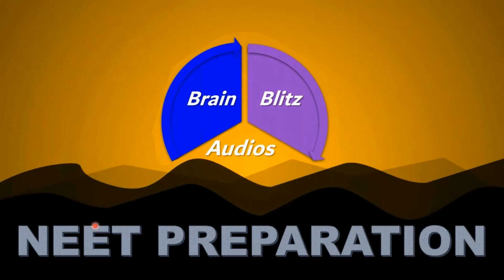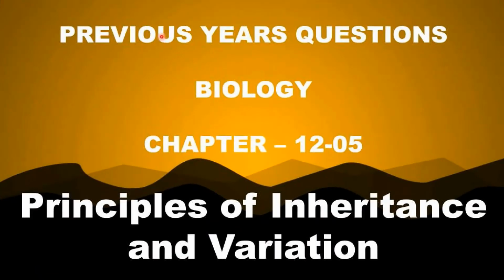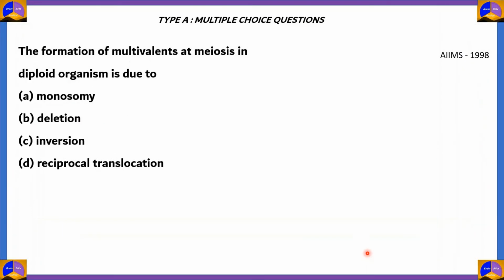In this episode of NEET preparation, we'll be looking at previous year questions of medical entrance examinations in India. We'll be looking at biology questions, and the chapter that we'll be dealing with is the 5th chapter in the grade 12 syllabus of CBSE. The name of the chapter is Principles of Inheritance and Variation. Let's look at our first question.